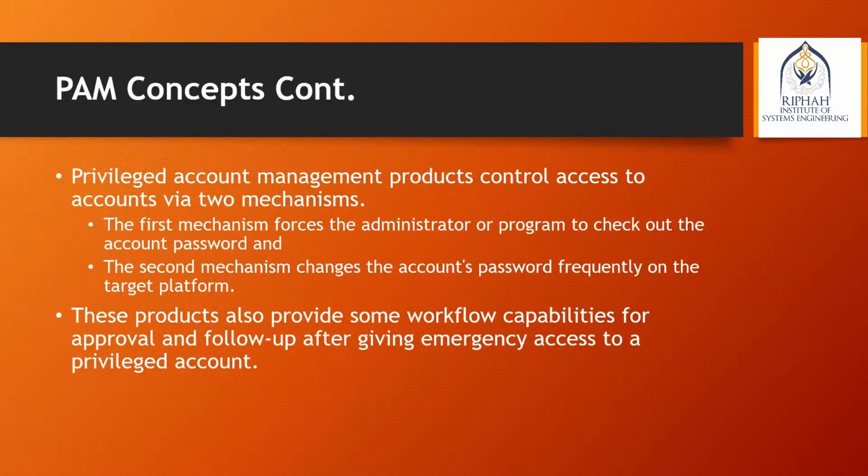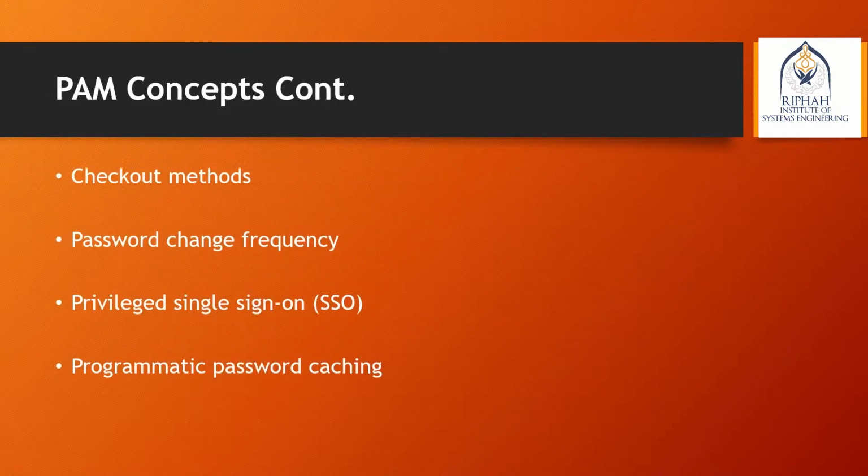We look at privileged account products out there that control access to accounts in two different ways. Usually the first mechanism forces the administrator or some type of program to check out the account password and makes sure that person is authorized to be on that account. The second mechanism changes the account's password frequently on the target platform. These products also provide some workflow capabilities for approval and follow-up after giving emergency access to a privileged account. Privileged account management tools provide two password checkout methods, maybe more, that we can use. Usually an interactive one and a programmatic one.